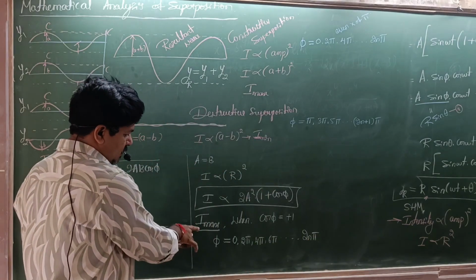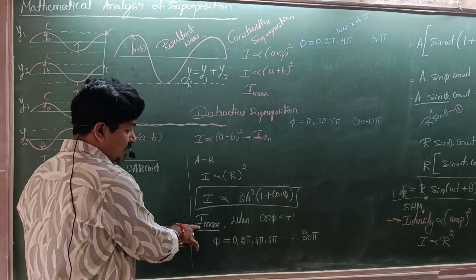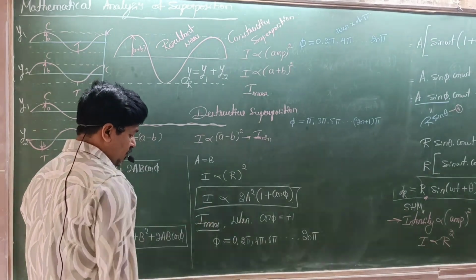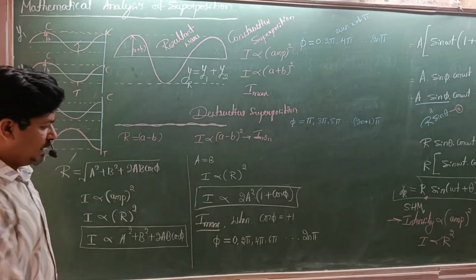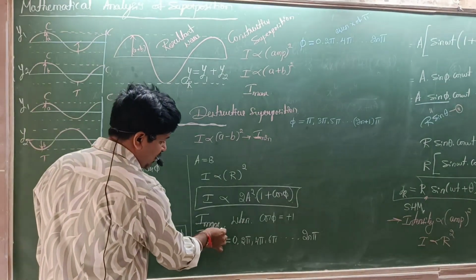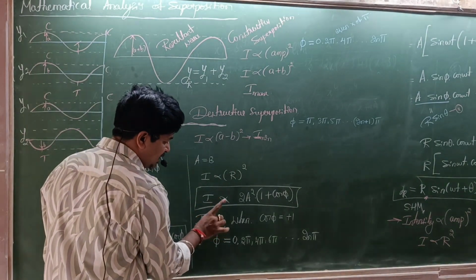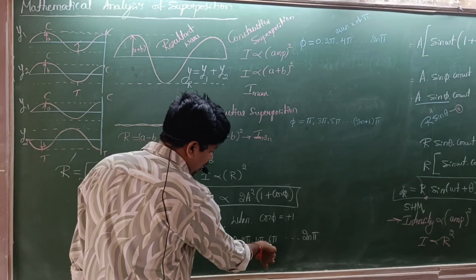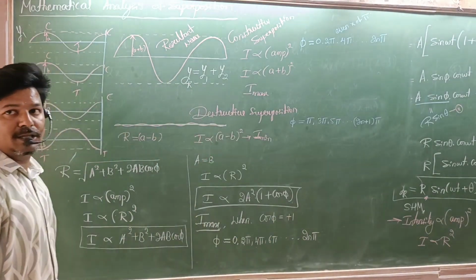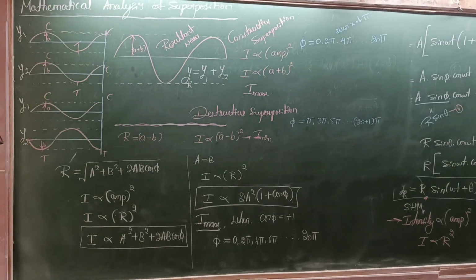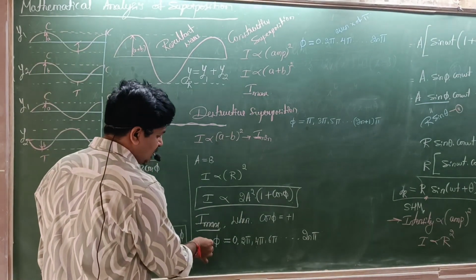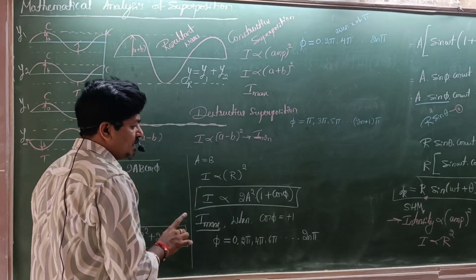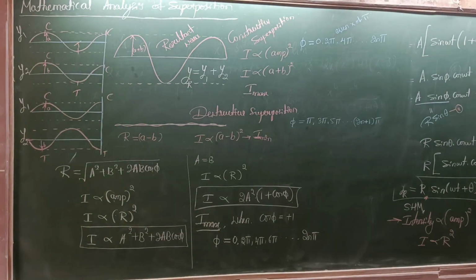So when the crest of one wave falls on the crest of another wave and they superpose, we get maximum intensity. When we get the maximum intensity, the phase difference between the two waves must be 0, 2 pi, 4 pi, 6 pi and 2n pi. So this is the phase difference between the two waves to get a constructive superposition. So in constructive superposition, the intensity of the resultant wave is maximum.